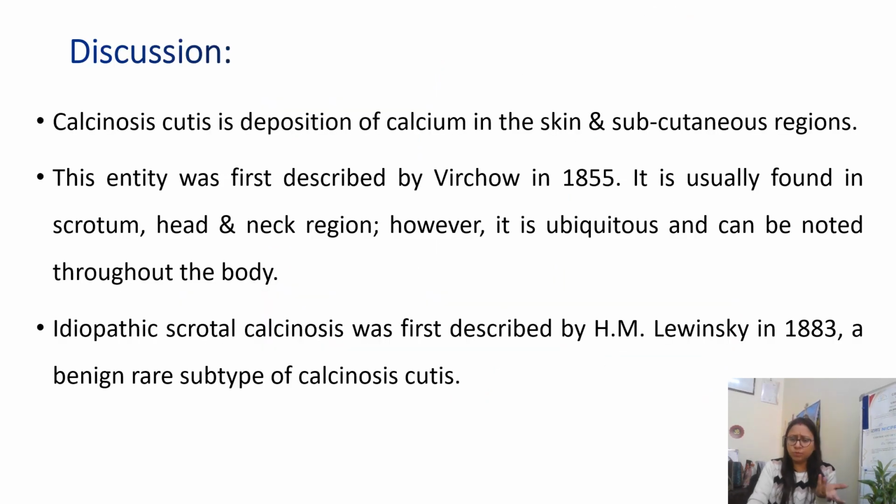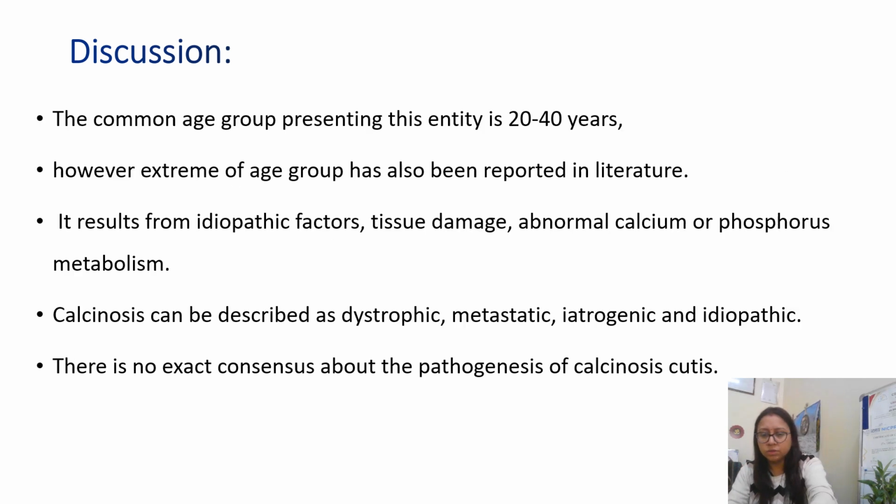So this is, as I told you, deposition of calcium in the skin, in the subcutaneous region. In 1855, this entity was for the first time described by Virchow, and it is usually found in scrotum and head and neck. That also we found, but it is ubiquitously present throughout the body. You can get it. And idiopathic scrotal calcinosis was first described by Lewinsky in 1883. It is a benign rare type of calcinosis cutis, exclusively involving the scrotal region.